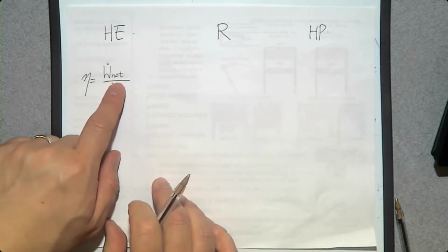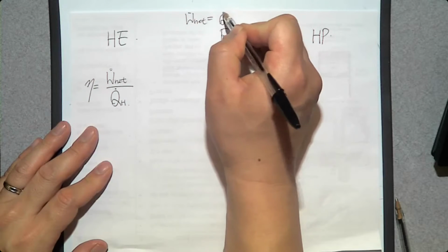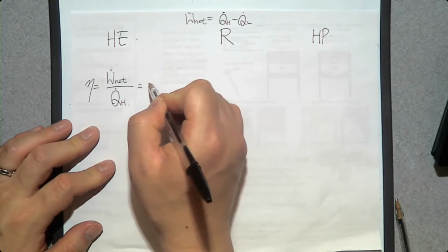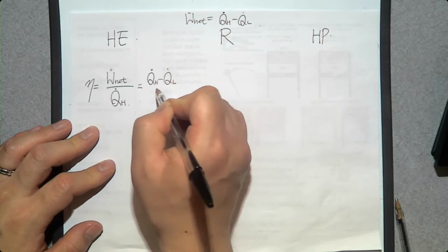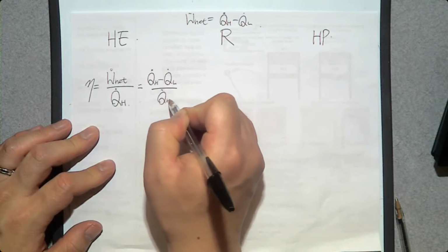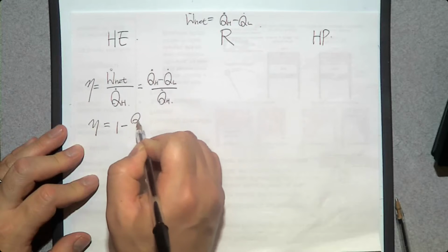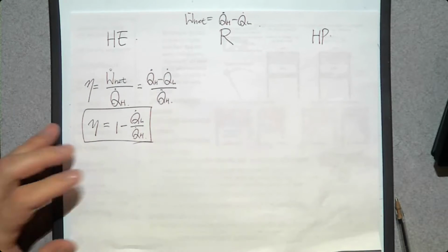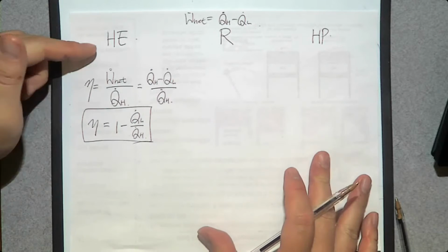By the way, W.net is the same as Q.H minus Q.L. So we can say this one is the same as Q.H minus Q.L over Q.H, which is the same as 1 minus Q.L over Q.H. So that's how we determine the efficiency. This is the actual efficiency of a heat engine.